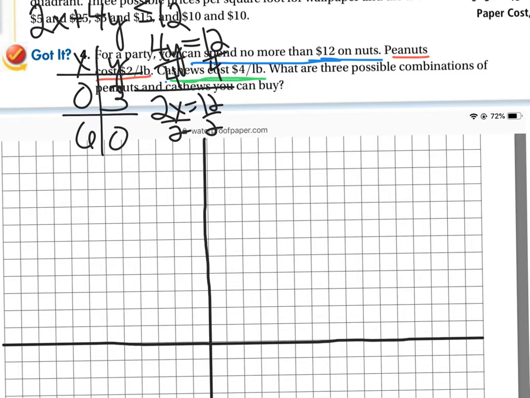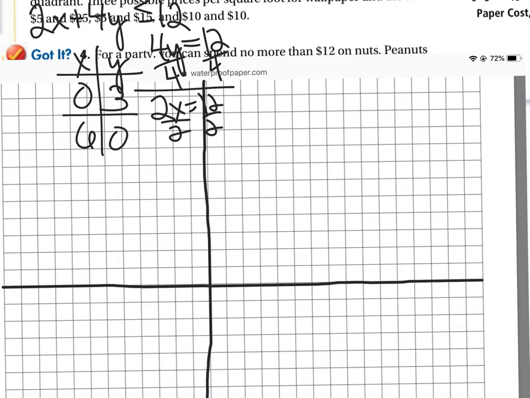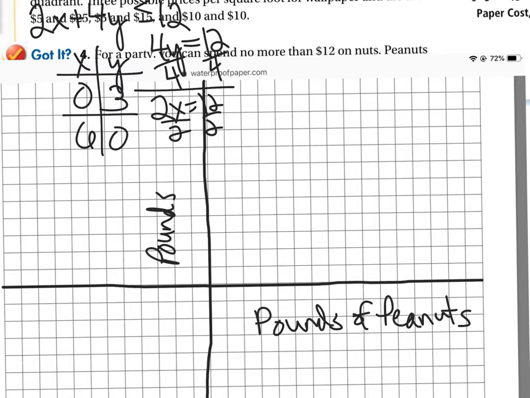One thing also we want to do whenever we graph these real life ones is we want to label the x-axis and the y-axis. So this could be the x-axis. This is going to be pounds of peanuts. Or if you want to say peanuts and then pounds in parentheses, you can. And then we've got pounds of cashews.